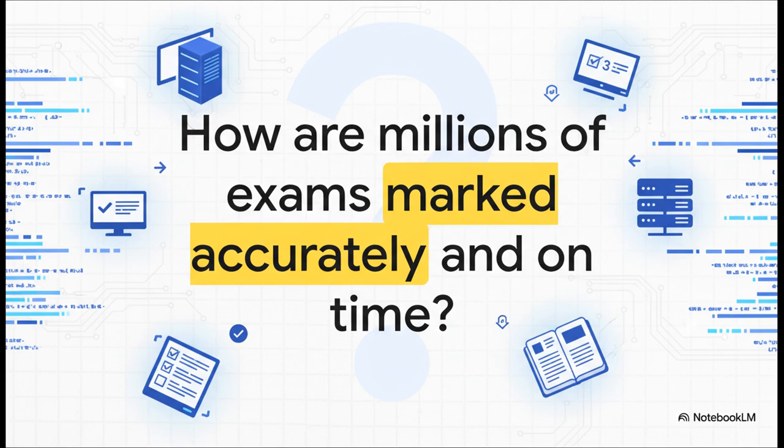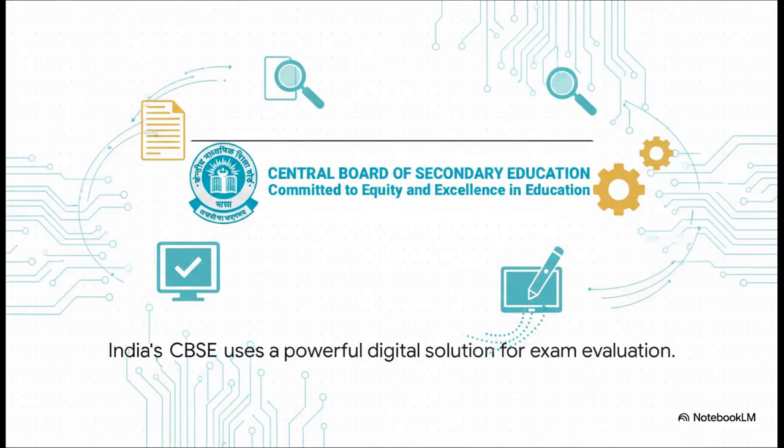Well, the answer isn't what you might think. It's not about giant rooms filled with stacks of paper anymore. It's all gone digital. You see, India's Central Board of Secondary Education, you probably know them as CBSE, they tackle this problem head-on. They use this really sophisticated system called On Screen Marking, or OSM, and it completely transforms the whole process, turning this physical marathon into a super streamlined digital workflow. Okay, let's dive in and see exactly how this thing works, step by step.